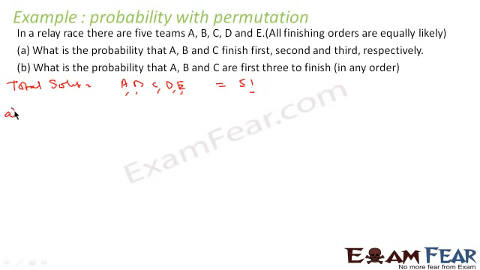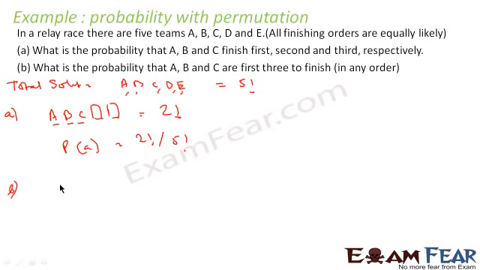Now in case A, it says that A, B and C are in the first, second and third position respectively, which means these positions are fixed. Only D and E are variable. So D and E can be rearranged in 2 permutation ways because there are only 2 elements left. So the probability in case A is equal to 2 permutation by 5 permutation.